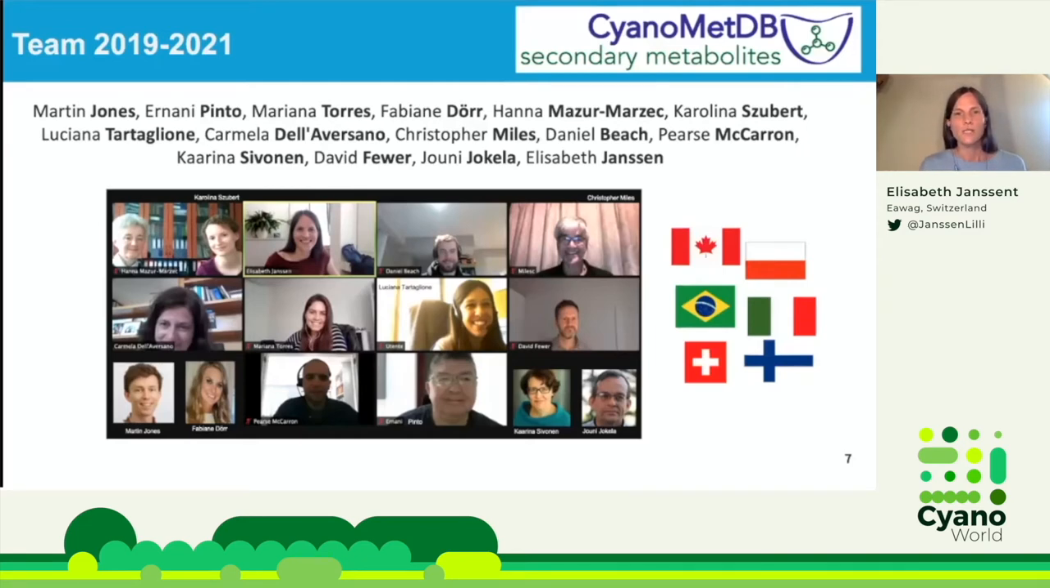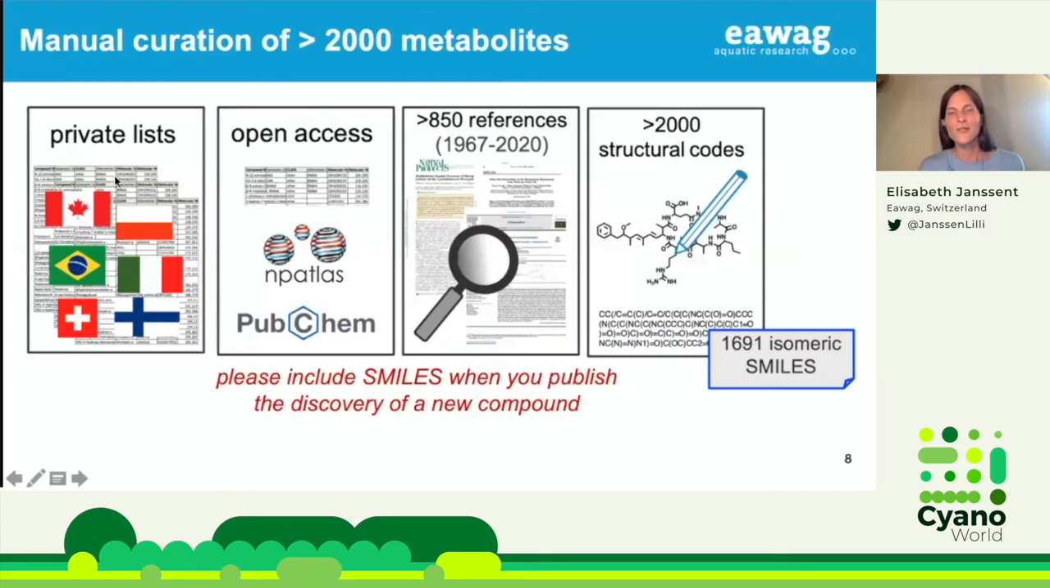And what we did is we took our private list. So this is also something I learned quickly. Every lab that works on cyanobacterial metabolites has a list, but it's private because it's very valuable that you have it and you curated it to a certain extent. But we really opened all our lists. So we merged them, collated them with other openly accessible data from databases that are freely available already. And then for this master list, for each entry, we curated, verified, or added the primary reference. So the reference that really identified the compound in the first place. So we have more than 850 references that are associated to the metabolites starting from 1967 publications.